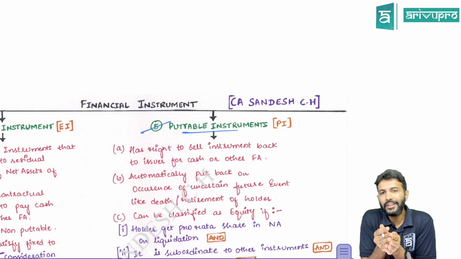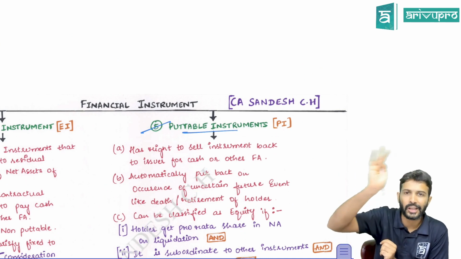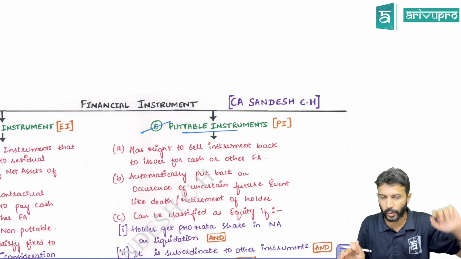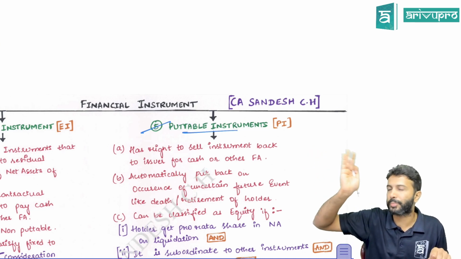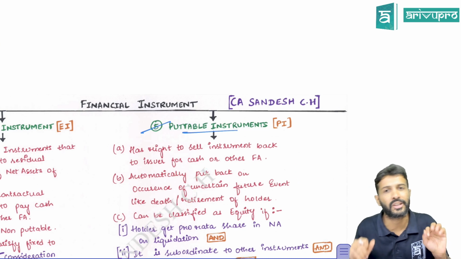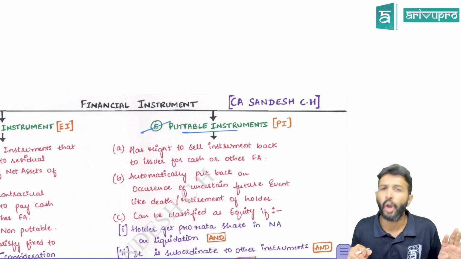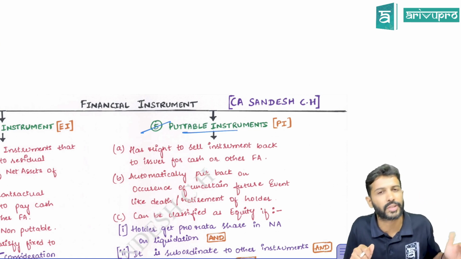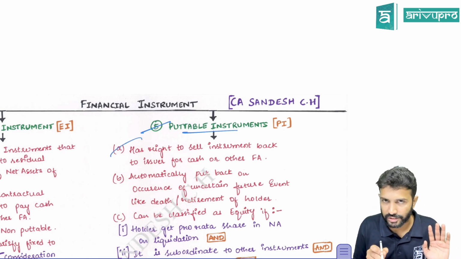The next one is puttable instruments. Puttable instrument means it gives the right to whom? To the holder to sell the instrument back to the company. Generally, it will be shares. So if the company has sold the shares with a puttable option, the person who has purchased that puttable instrument has a right to sell the shares back to the company at a particular date at a particular price. Or it automatically gets sold back to the company on occurrence of certain remote events like death or retirement of a holder, etc.